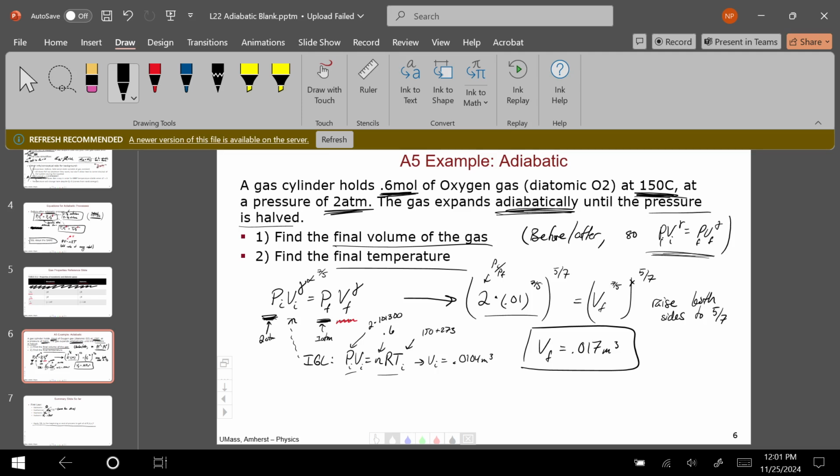You're now asked to find the final temperature. Actually, it's just quickest to use the ideal gas law, right? You now know the final volume, so apply the ideal gas law. You know V final, you know pressure final is 1 atmosphere. You know the number of moles, so that will immediately give you T final.